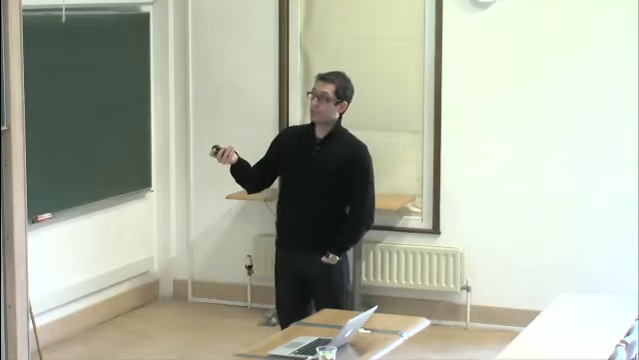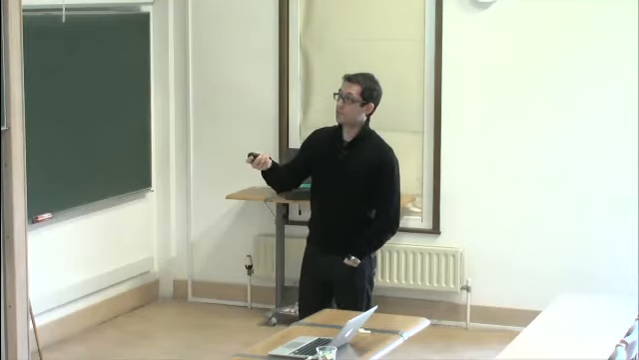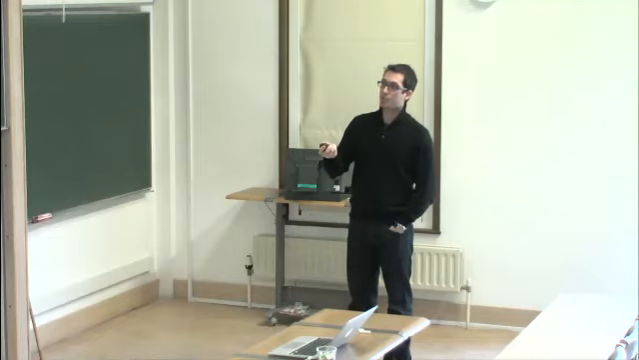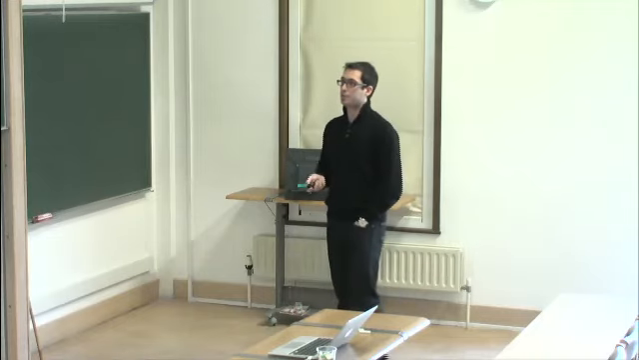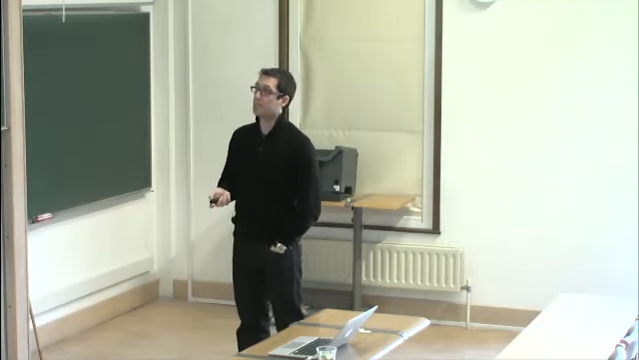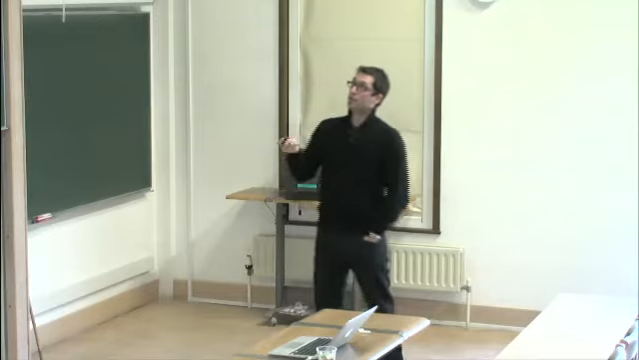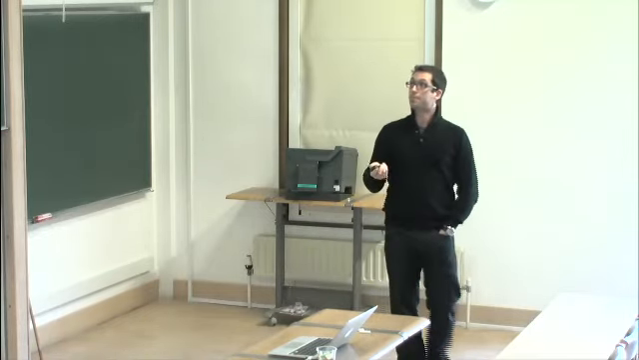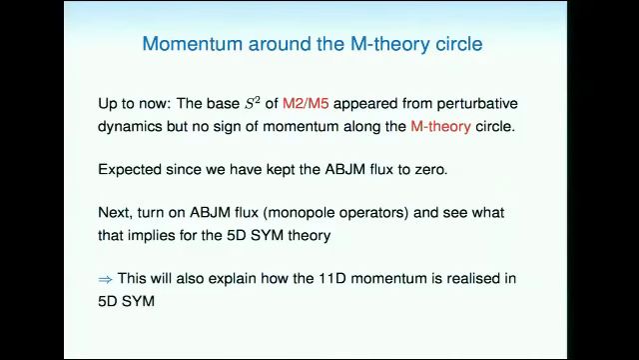Okay, great. So we can finally move to the last part and see how the monopoles in ABJM theory are going to be related to these 5D instantons, and how to introduce momentum around the M-theory circle in both these cases. Up to now, we've seen that this base S² in this M2-M5 system appeared just from the perturbative dynamics, of course, but there is no momentum along the M-theory circle.